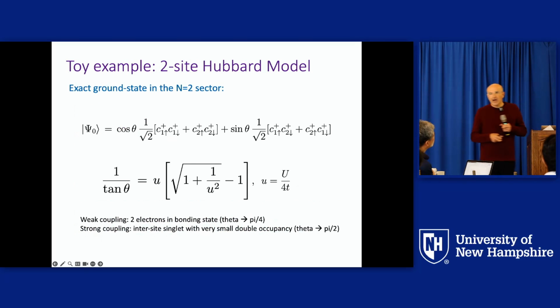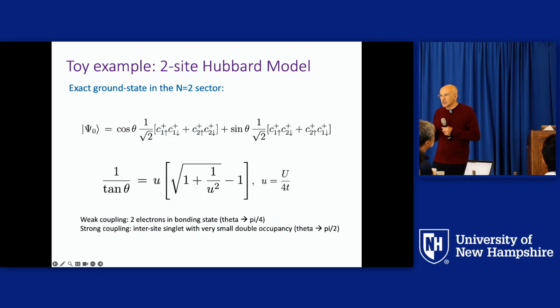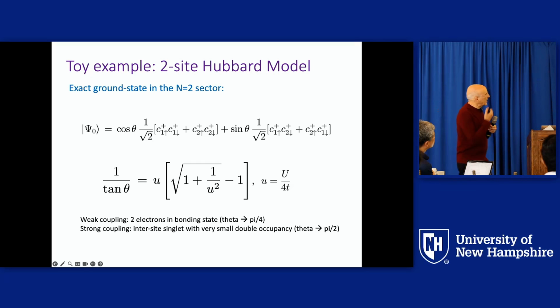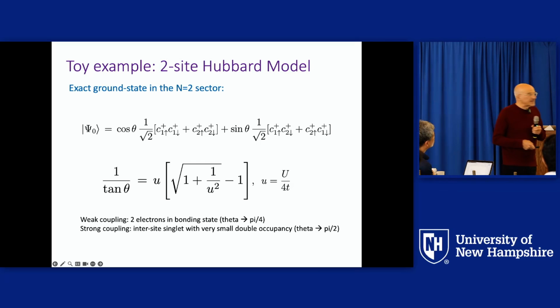let me explain how this works in detail on a toy example of a two-site Hubbard model. What can be simpler? It's a caricature of the hydrogen molecule, let's say. So, a two-site Hubbard model, and I'm going to be interested in the sector with two electrons. We know the exact ground state of this system. It's made out of placing one electron on each different site with antiparallel spin.